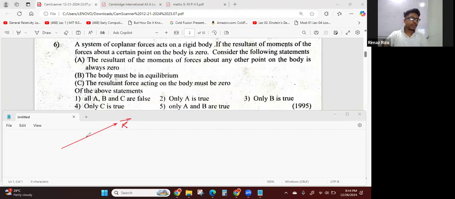If this is the resultant and that certain point is somewhere on the line of action of the resultant, then the moment will be zero. But if you take it from any other point, there will be a non-zero moment. Okay. Hirosh, did you understand?